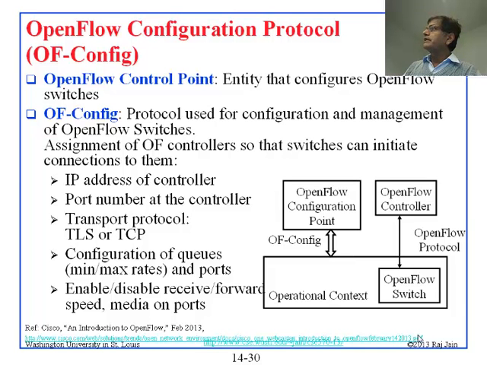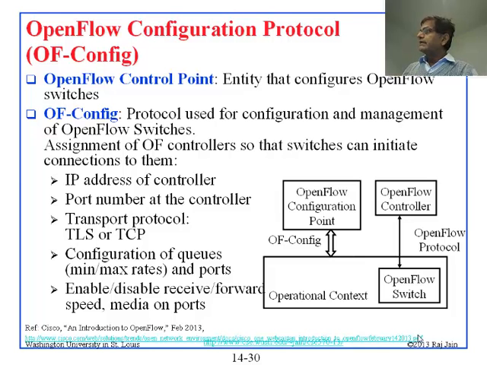So the configuration point is the entity that configures the OpenFlow switches. And what does it do? It speaks the protocol called OF-Config, a different protocol with a different specification, and it assigns things like the IP address of the controller that you need to talk to, the port number on the controller, and whether you should use TCP or secure TCP. TLS is Transport Layer Security, which is what we call SSL. So TLS or TCP basically means secure TCP or TCP.